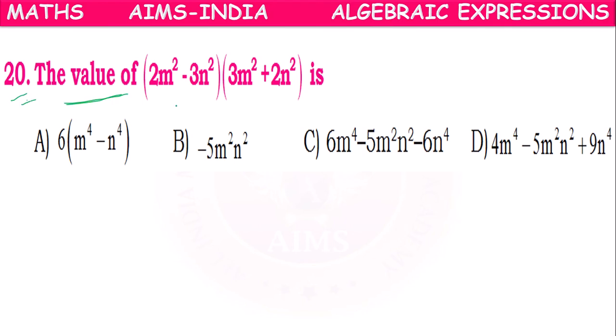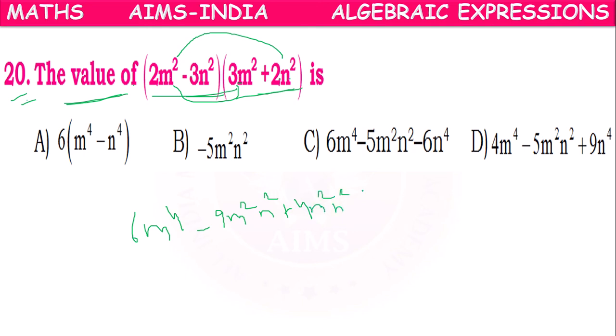Next, children, the value of 2m square minus 3n square into 3m square plus 2n square. We have to multiply, children. 3m square into 2m square. It will become 3, 2 times 6. M square into m square, it will become m power 4. 3 into minus 3, minus 9, m square into n square, m square, n square. Now, with this 2n, 2 into 2, 4, n square into m square.